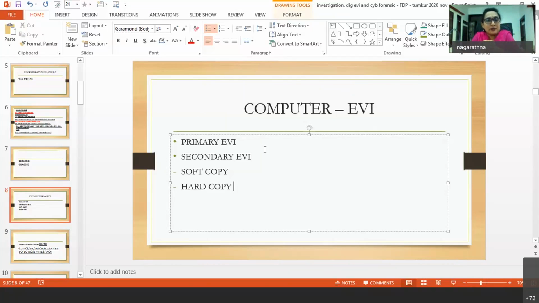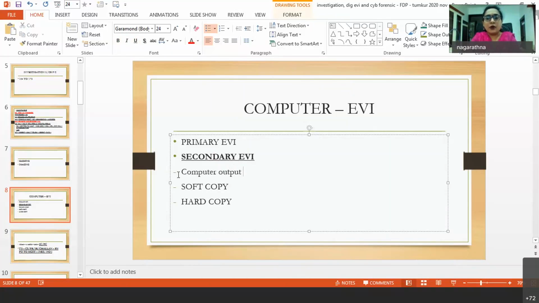So in some circumstances, when you cannot give the primary evidence, you can give secondary evidence. When you give secondary evidence, there should be a link established between the output and the device. The soft copy and the hard copies are called computer output.